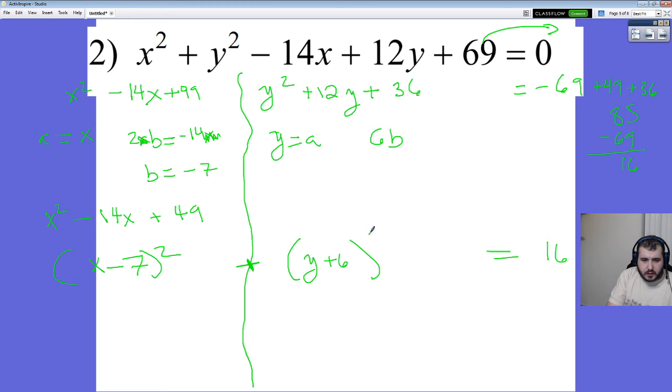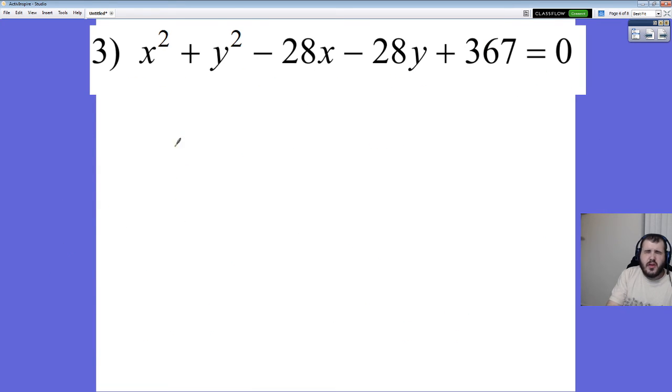So there's your completed square. There's your completed standard form equation. Your center is at 7, negative 6. Just remember, whatever number's in here, you just change the sign. And then the radius is the square root of this number. It's 4.